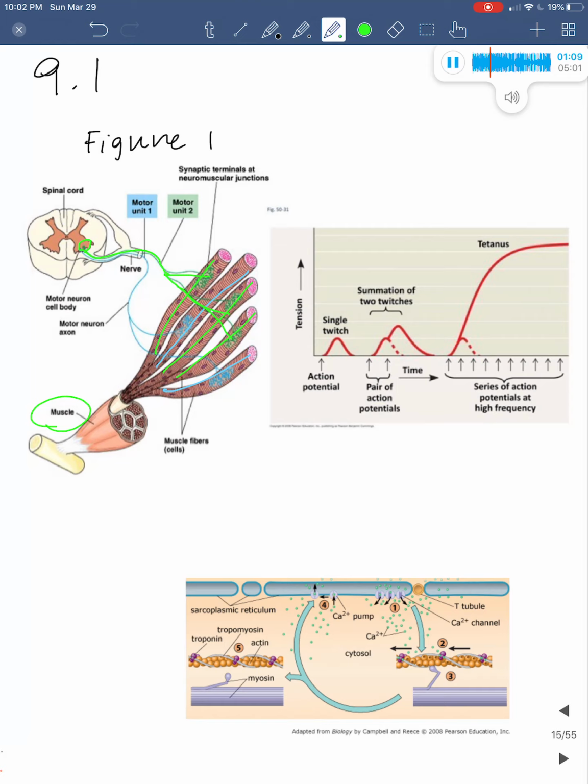motor units to recruit. For example, if you're lifting a cup of juice, you might only need to recruit motor unit 1, but to lift a carton of juice or a gallon of juice, you need to stimulate motor units 1 and 2, or all the motor units in that muscle. You recruit more motor units based on the amount of force you need. So obviously a carton of juice is larger than a cup of juice, so you're going to need more muscle fibers to lift the carton of juice.